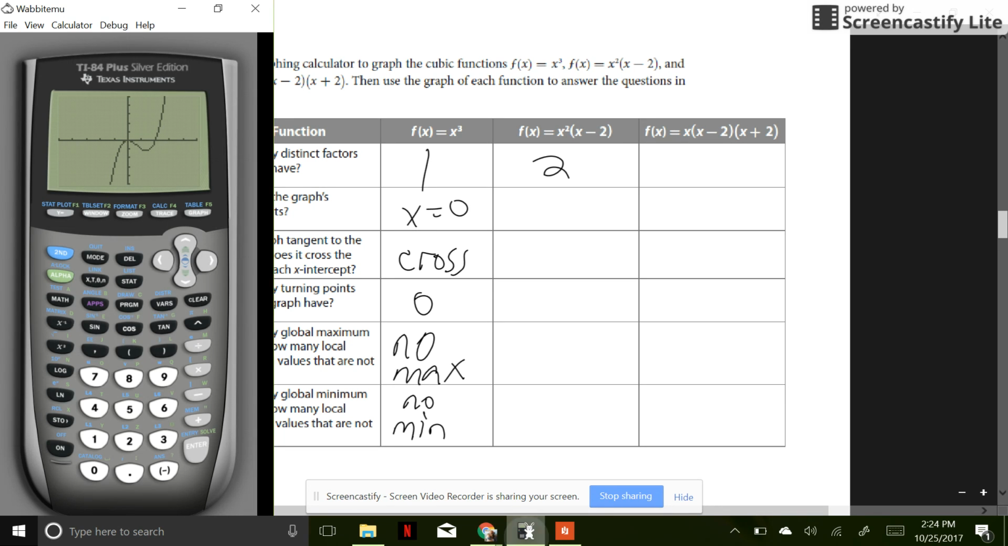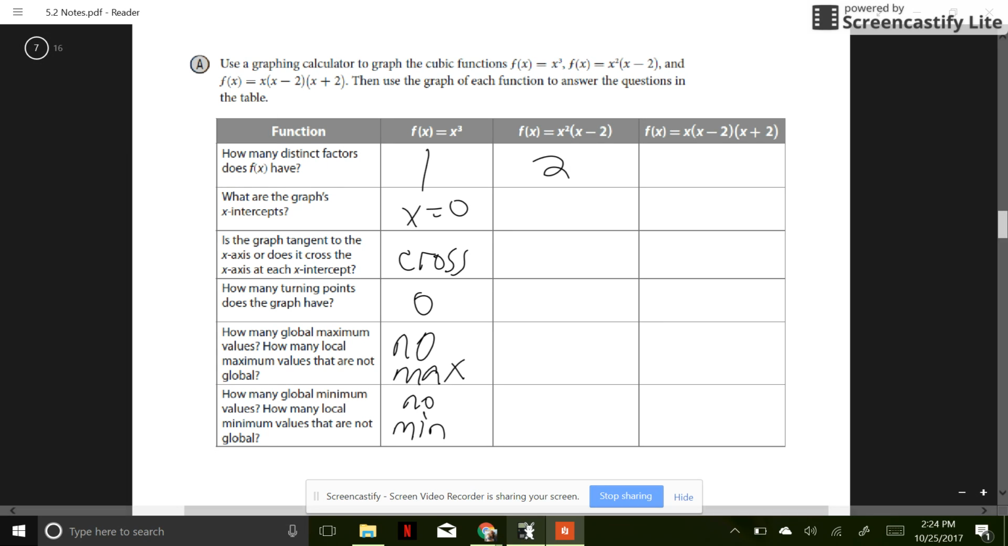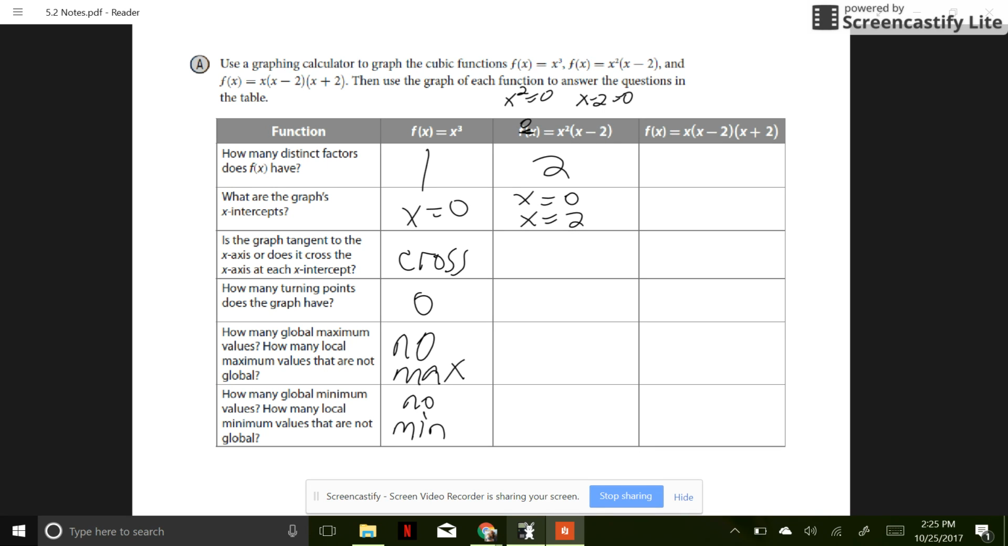Well, what are those times? Well, it looks like that x is 0 and that x is 2, which we should actually be able to tell just from the function. So if we set this function equal to 0, because that's where we're crossing the x-axis, we can set each of the terms equal to 0 to find what those intercepts are. So that's why our intercepts are at 0 and at 2.